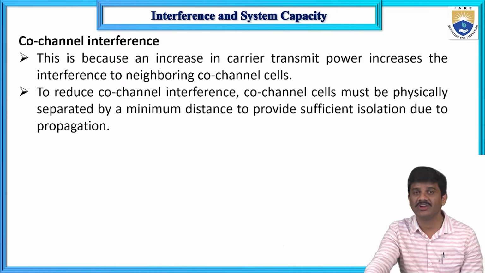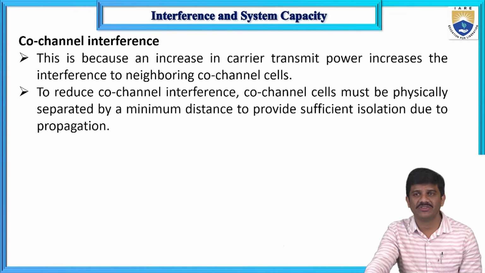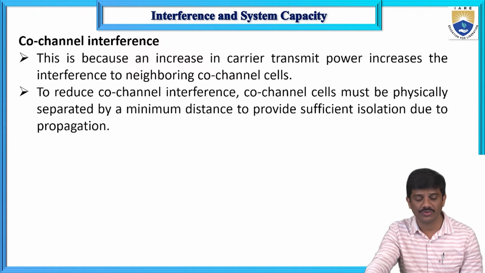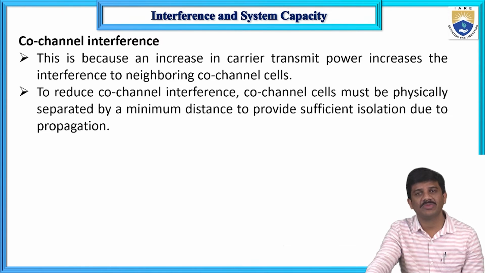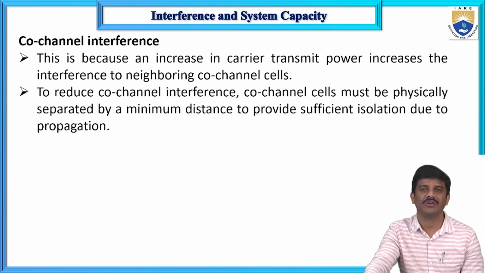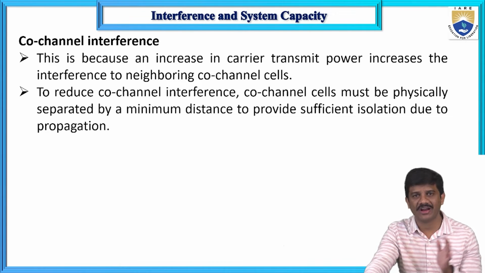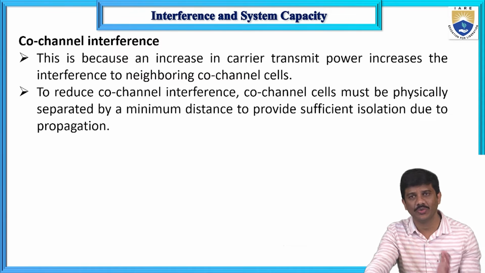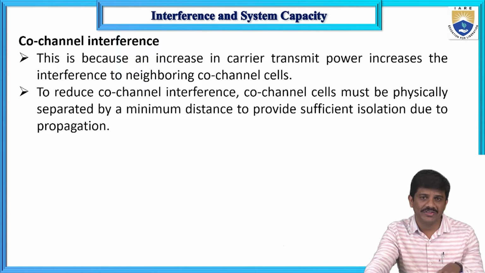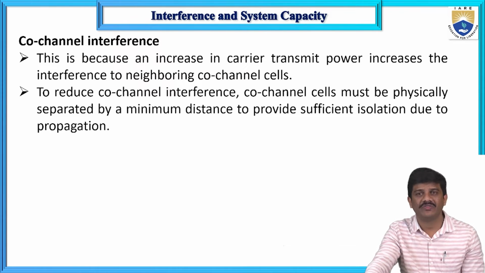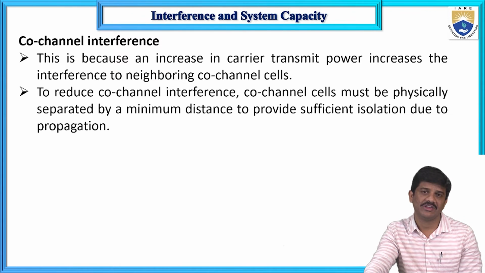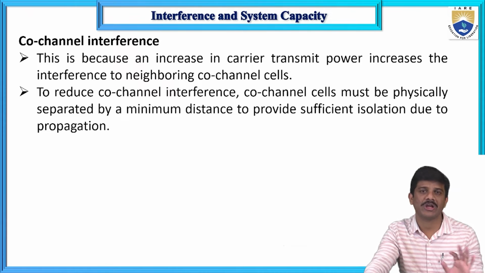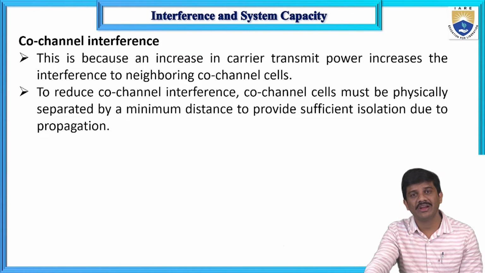Co-channel cells must be physically separated by a minimum distance to provide sufficient isolation due to propagation. What is meant by propagation? Propagation is nothing but transmitting or traveling from source to destination. While the signal travels from transmitter to receiver, if the cells are physically separated by a sufficient distance, then we can remove the co-channel interference.